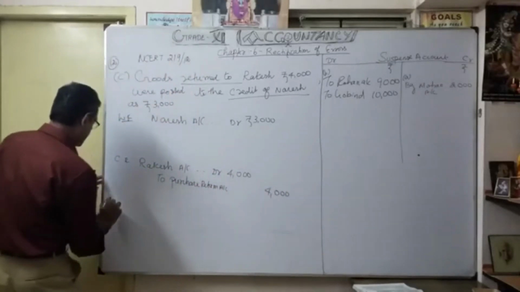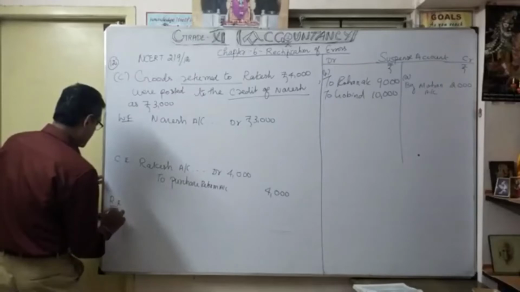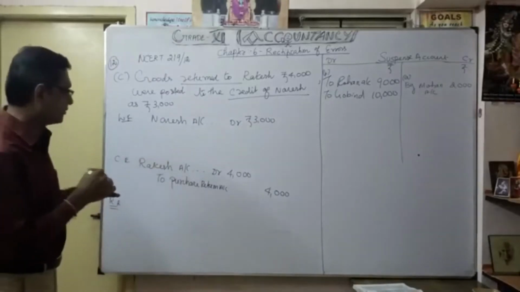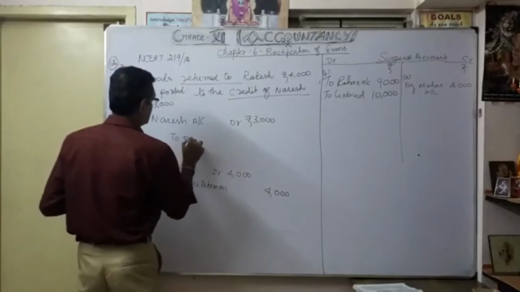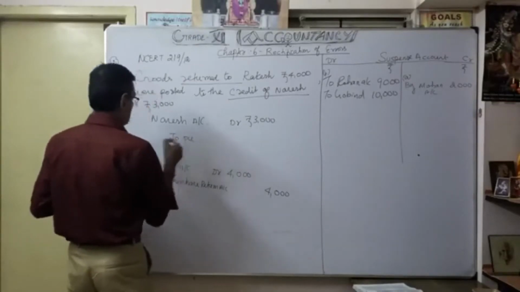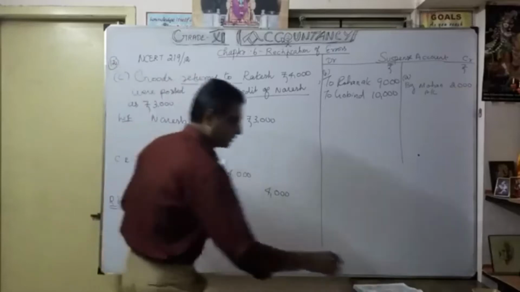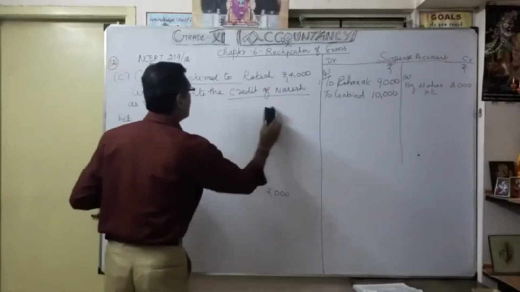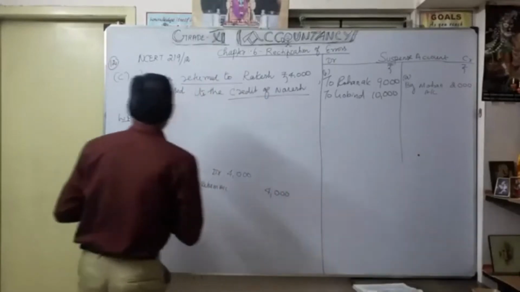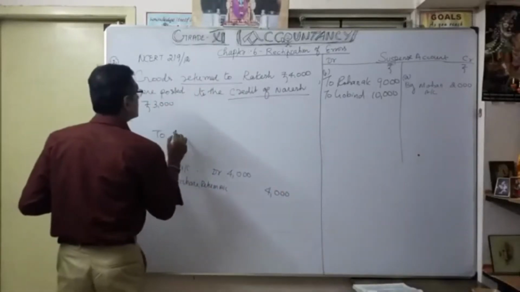Now see the rectification entry. Rectification entry is what? Sorry, they gave credit, it's wrong. So what is the wrong entry? They gave credit of Naresh. So here, to Naresh.